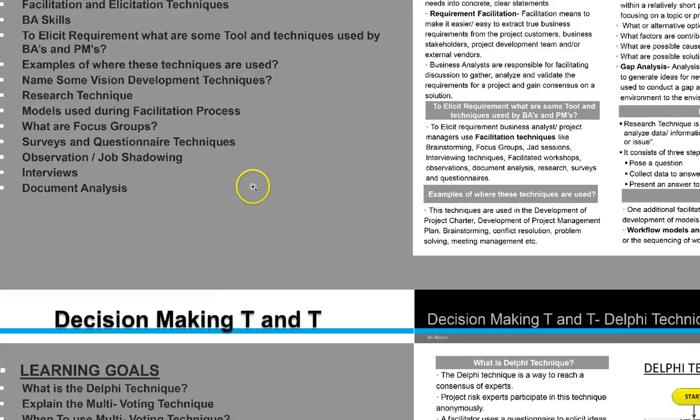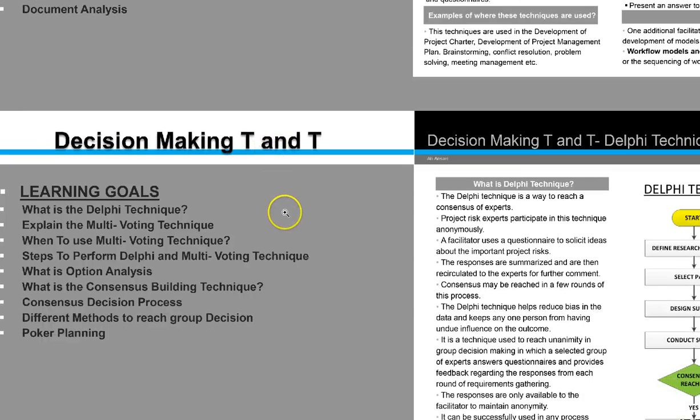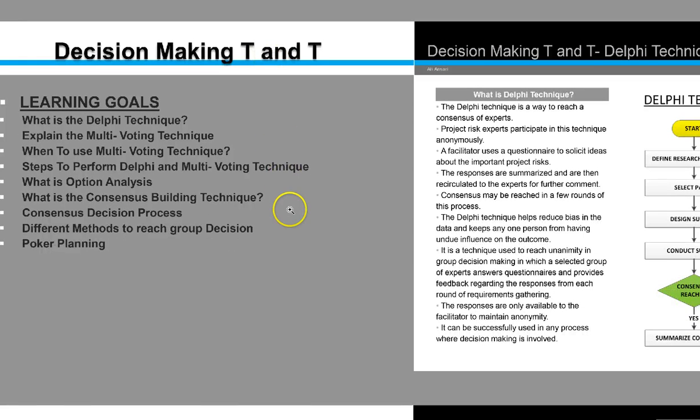The next one in line is the decision-making technique. Now, there are a lot of these decision-making techniques, and this is really important for the business analyst because we need agreement from the stakeholders, from the team members regarding any problems or any requirements that we have for the project. So for doing this, some of the decision-making techniques that we have is the Delphi technique.